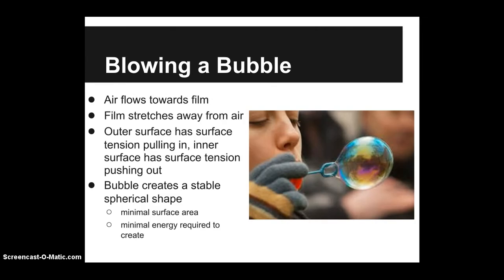As you blow into the bubble wand, the air flows towards the film and stretches it out and creates a bubble. So the outer surface has a surface tension that's pulling in, while the inner surface has a surface tension pushing out on it, and that's what creates a stable spherical shape. Now, bubbles are always in a spherical shape because this is the shape that takes the least amount of energy to create and has the minimum surface area. So basically, it's the most efficient shape for it to use.